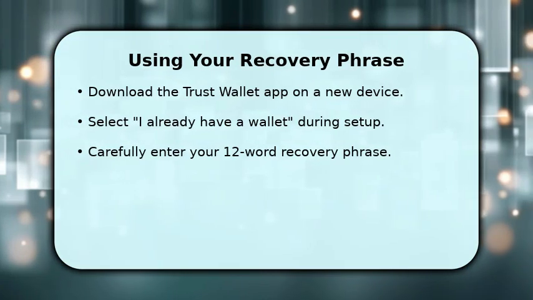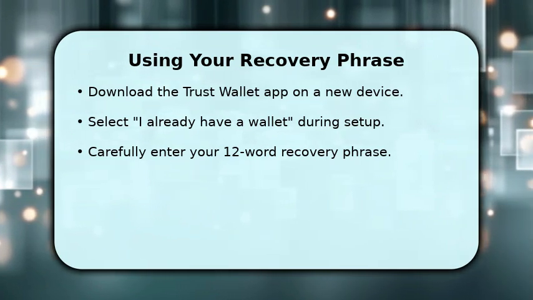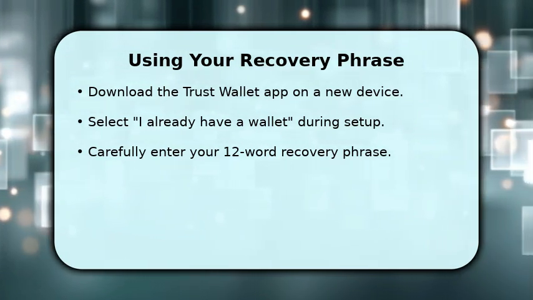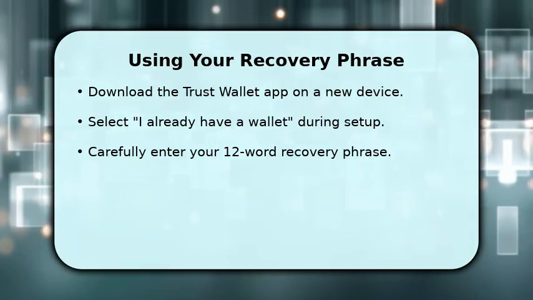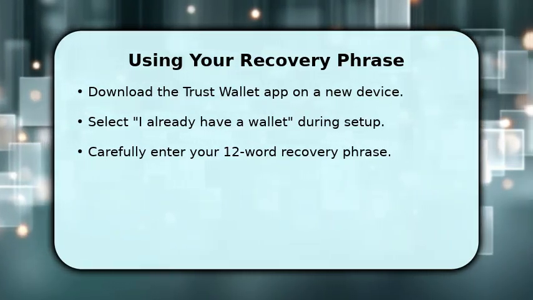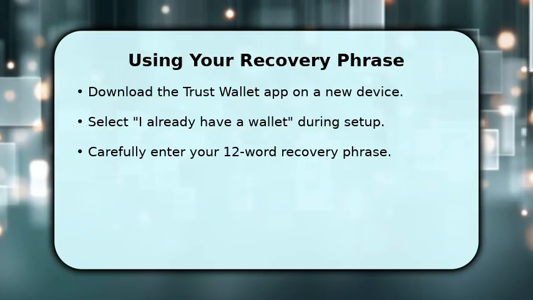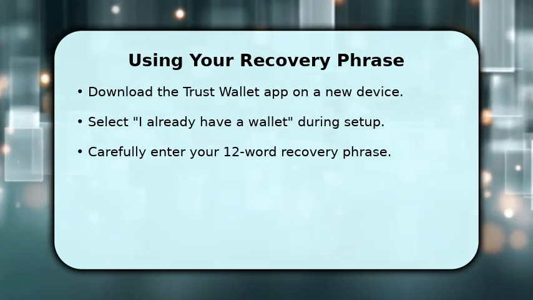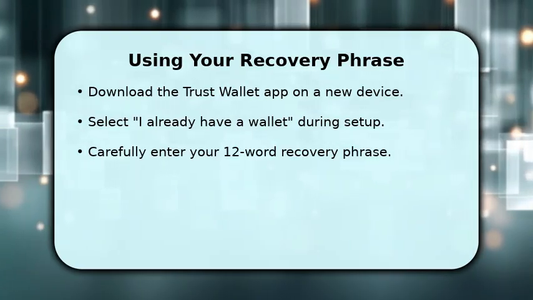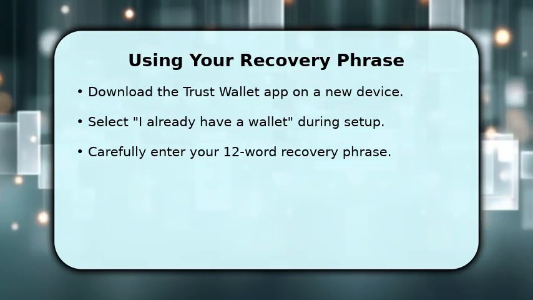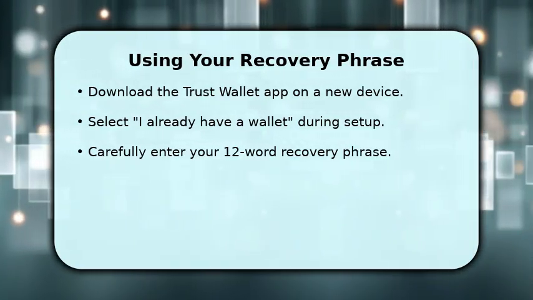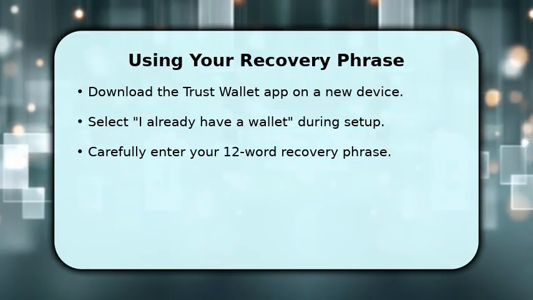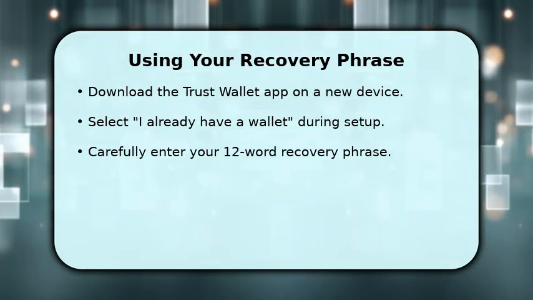Once you have your recovery phrase, download the Trust Wallet application on your new or existing device. Open the app and choose the option "I already have a wallet." You will then be prompted to enter your 12-word phrase. Type each word precisely in the correct order, ensuring no typos or extra spaces. This step is critical for successfully restoring your wallet and accessing your funds.